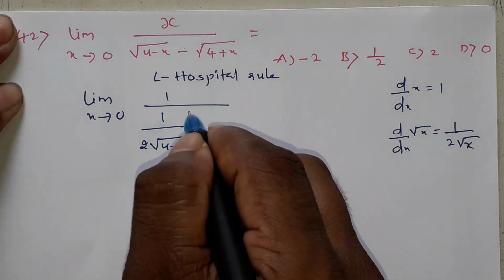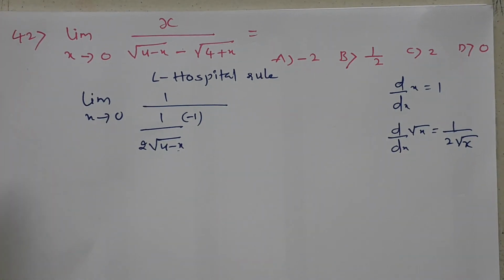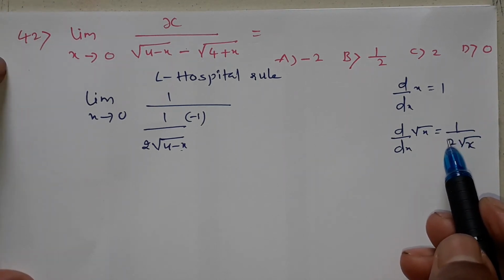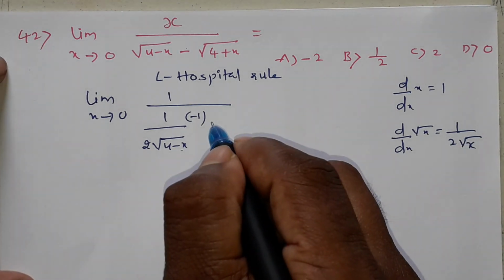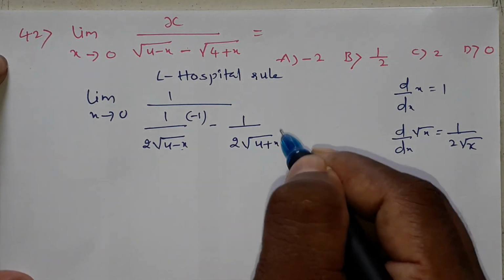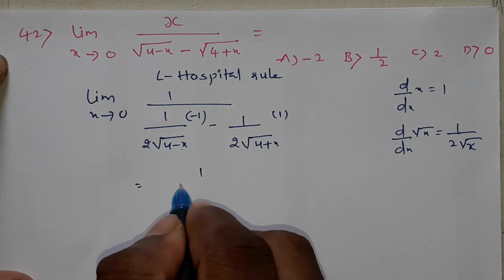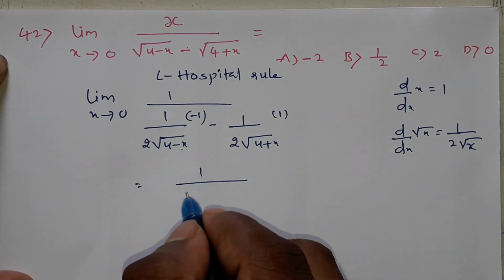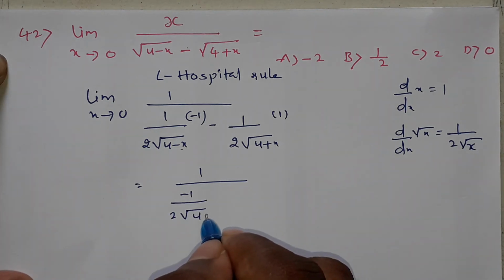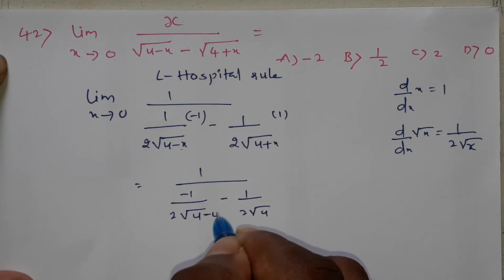Here the x derivative is equal to what, minus 1, because here we apply the chain rule. When we apply a derivative, if it is x, okay, but if there are other terms besides x, we take the derivative again. Minus 1 by 2 of under root 4 plus x. Here the value is equal to 1. Apply the direct limit value, 1 by minus 1 by 2 into 4, we apply the value 0.